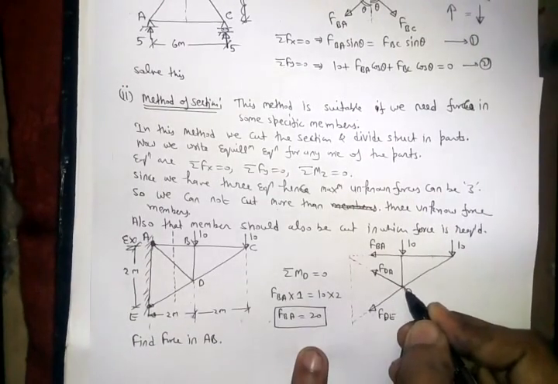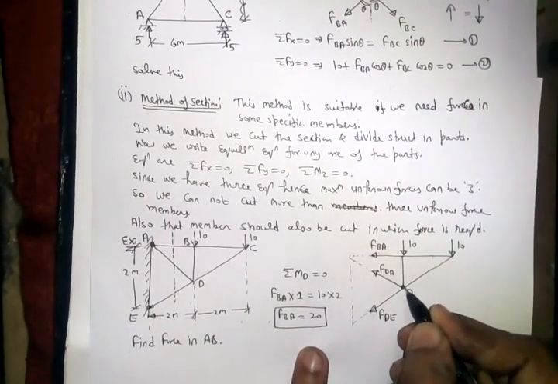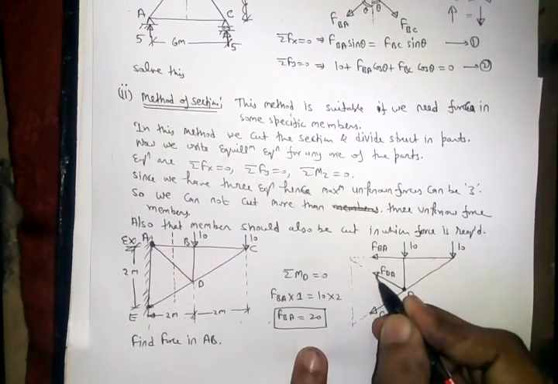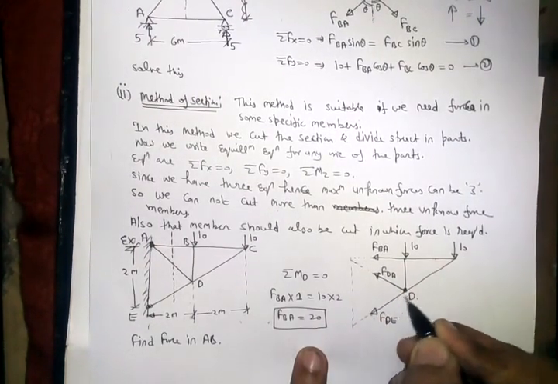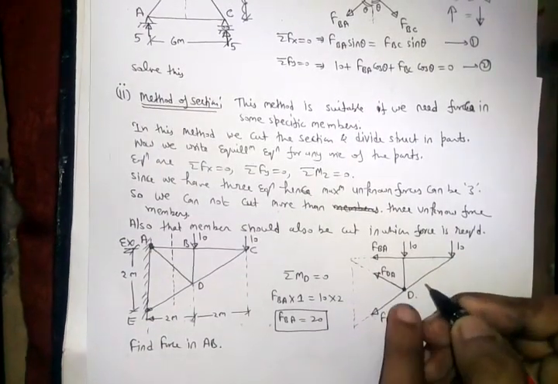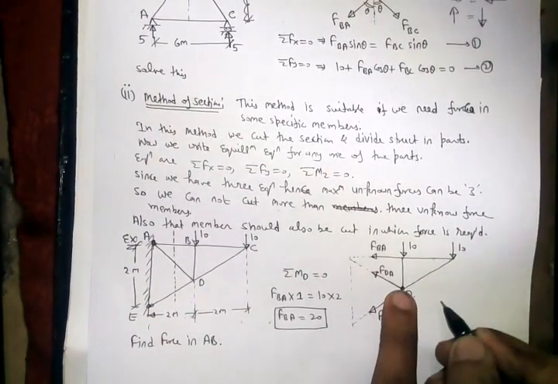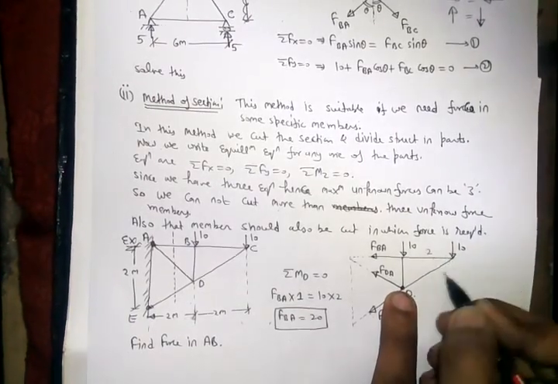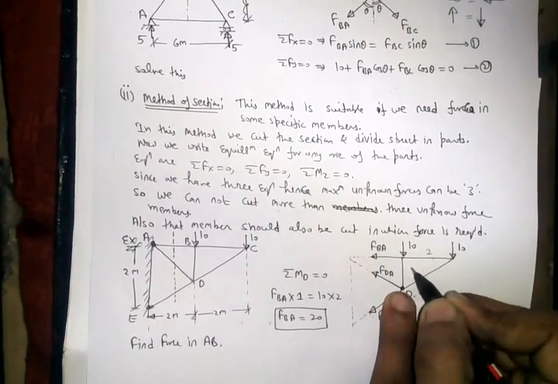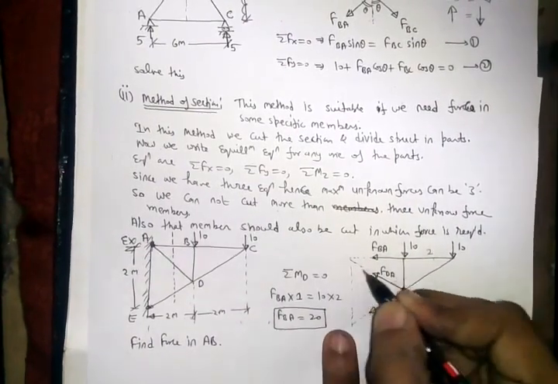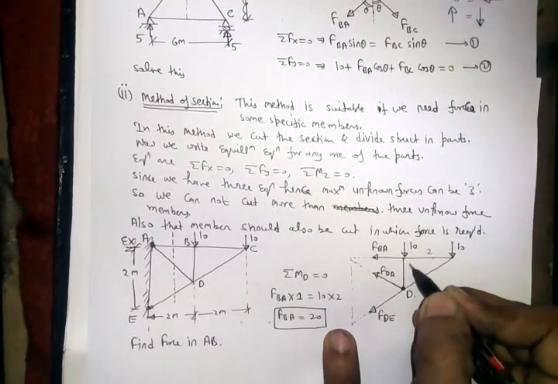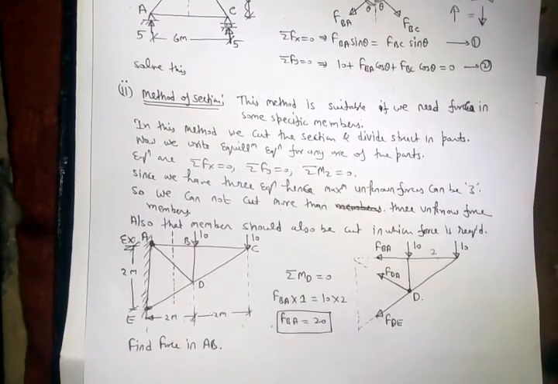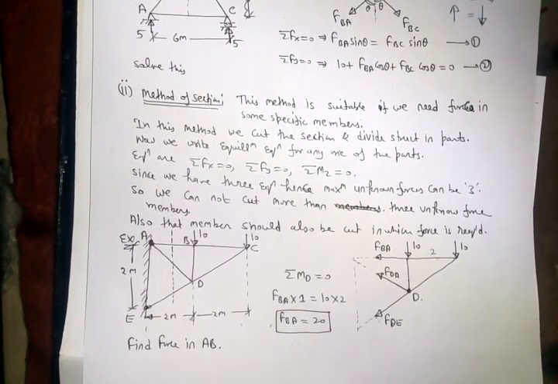If we take moment of all forces about point D, the moment of DE will be 0 and the moment of DA will be 0, because these two pass through this point. Only tan will rotate in this direction, so tan into 2 equals FBA into this length, and this length is 1/2 of 2, so FBA into 1. So we can calculate FBA. This is the advantage of the method of section, right?